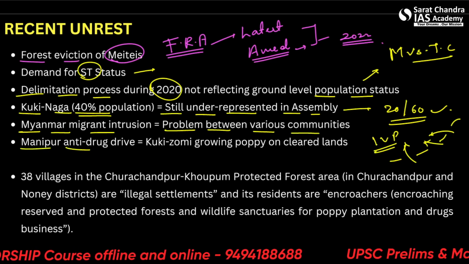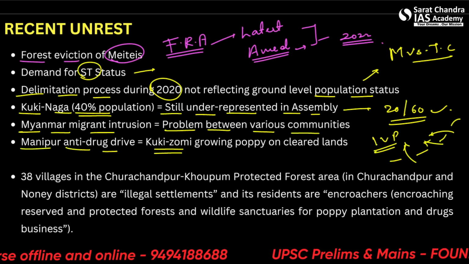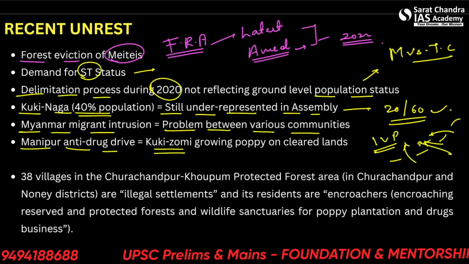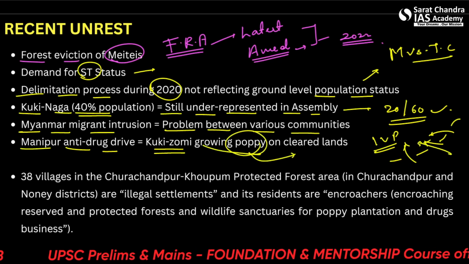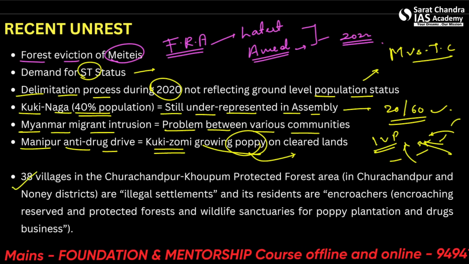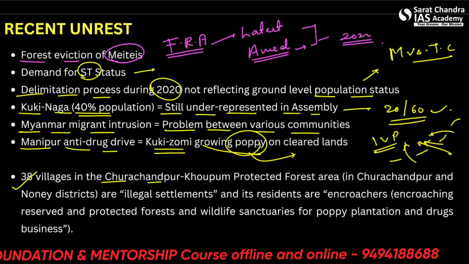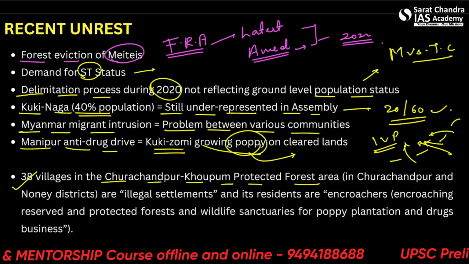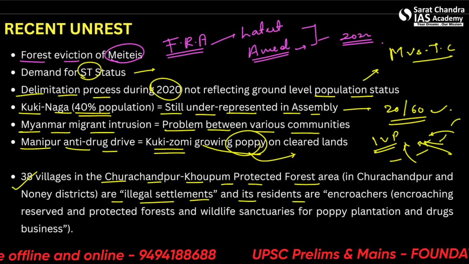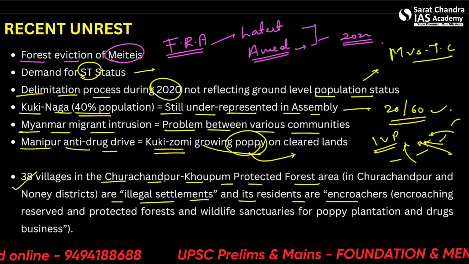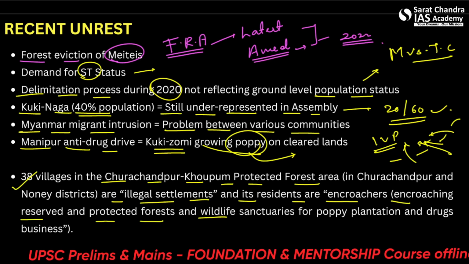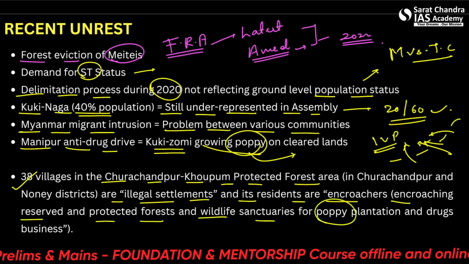Another thing is Manipur anti-drug drive. So these Kuki-Zomi people who come from Myanmar, they grow poppy on the cleared lands and do drug business there. So it also creates tribal tensions. 38 villages in the Churachandpur Kohumbam village, protected forest area, are illegal settlements and its residents are encroachers. Encroachers are defined as those who are encroaching reserved and protected forests and wildlife sanctuaries for poppy plantation and drug business.